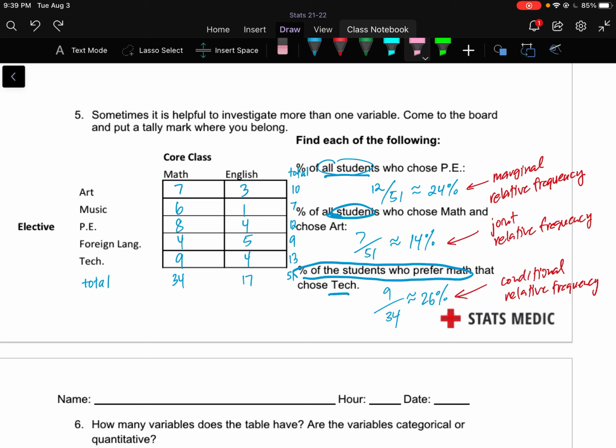The conditional relative frequency gets its name because we are not looking at the entire group of students. Remember, it never said all students for the third question, but we're looking at a subgroup, or there's some condition that we have first, right? So the condition was that we were only going to look at students who prefer math. Okay, so in this case, we only look at one column of the data. We can ignore everything else in the table.